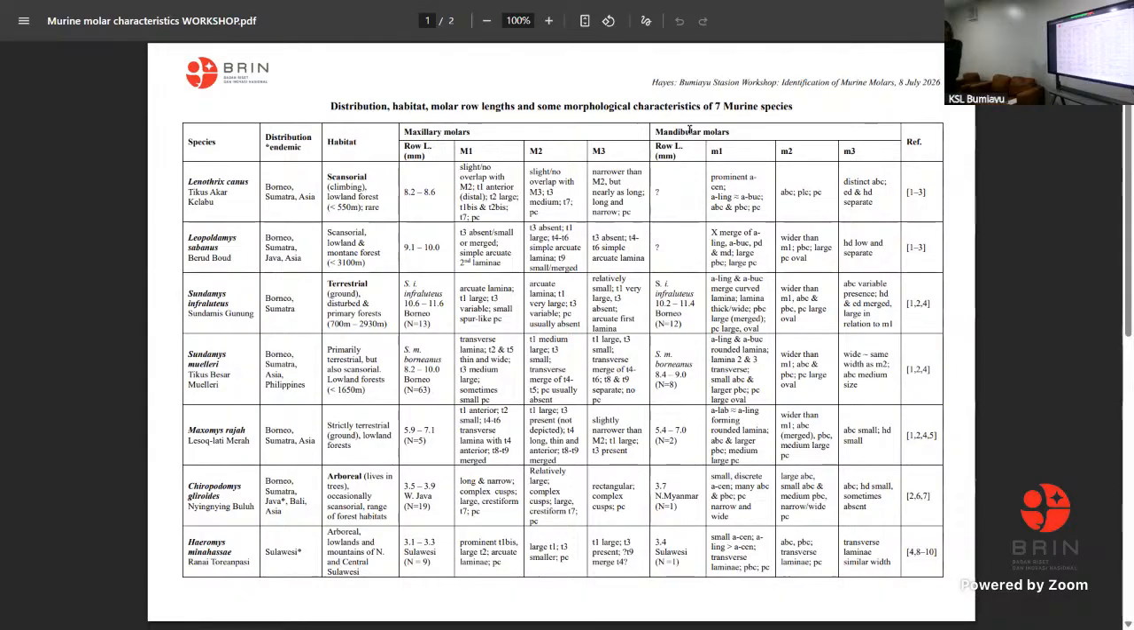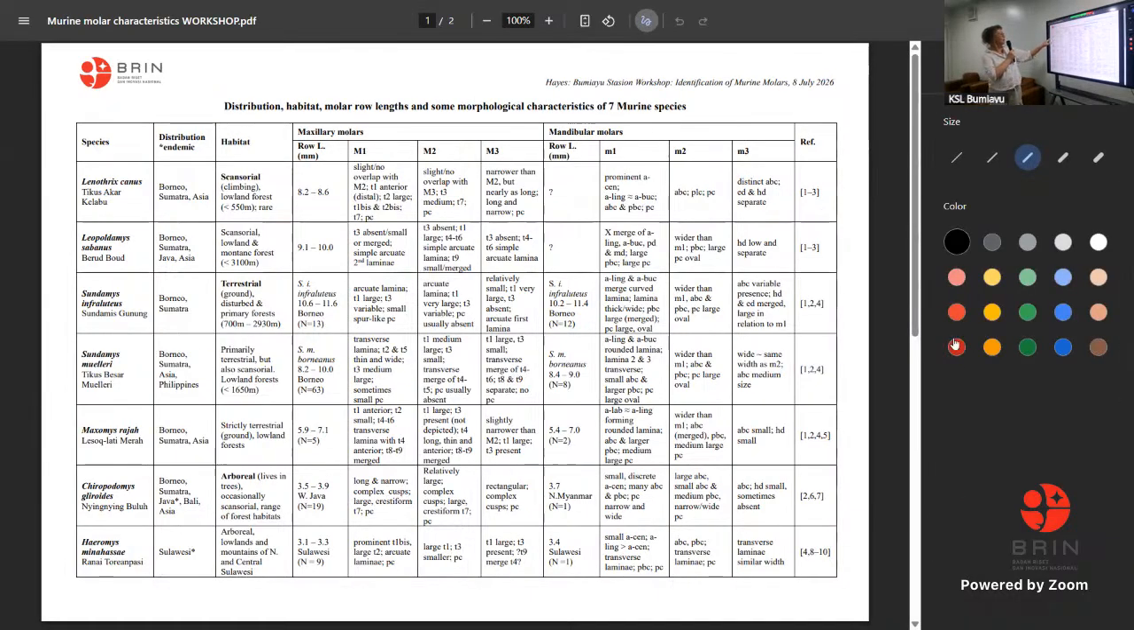Okay, thank you. So this is a complicated sheet. So here are 7 murine species. There's the Notrix canis, which is the one that you have just labeled. That's the one that's really weird. It's from Borneo, Sumatra, and throughout Asia, but very rare.